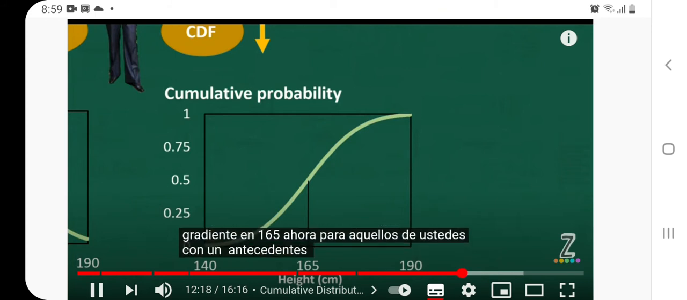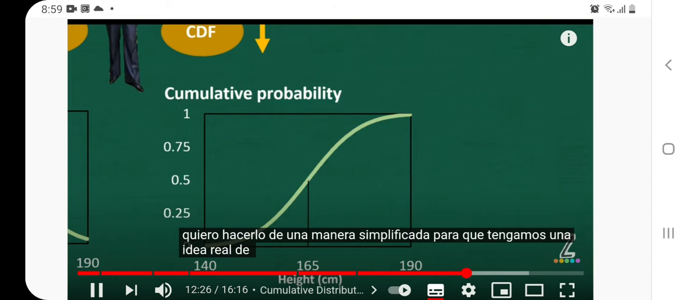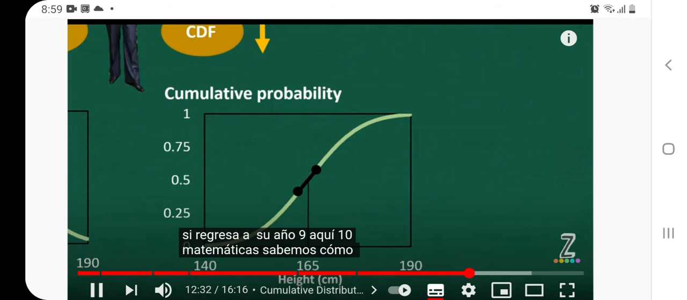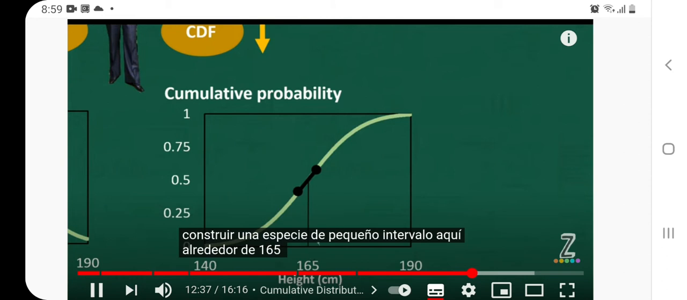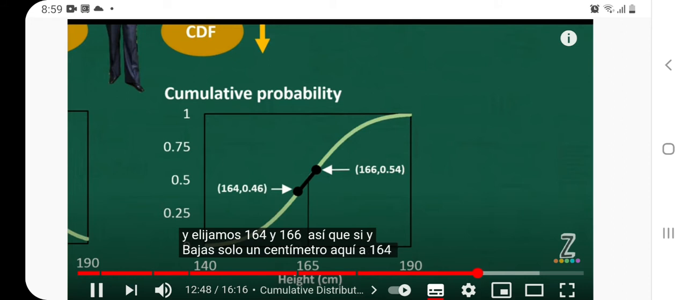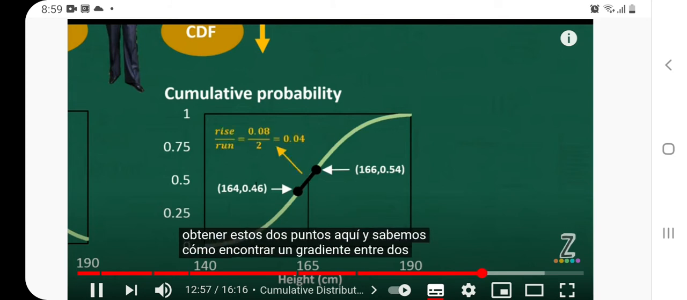Now, for those of you with a background in calculus, you've got a way of doing this. But even for those that don't, I want to do it a simplified way so we get a real sense of what's going on. If you go back to your year 9, year 10 mathematics, we know how to find a gradient, and all we need to do is construct a little interval here around 165. We're going to pick 2 points that are very close to 165, and let's choose 164 and 166. So if you go down just 1 centimeter to 164, or up 1 centimeter to 166, you get these 2 points here, and we know how to find a gradient between 2 points.